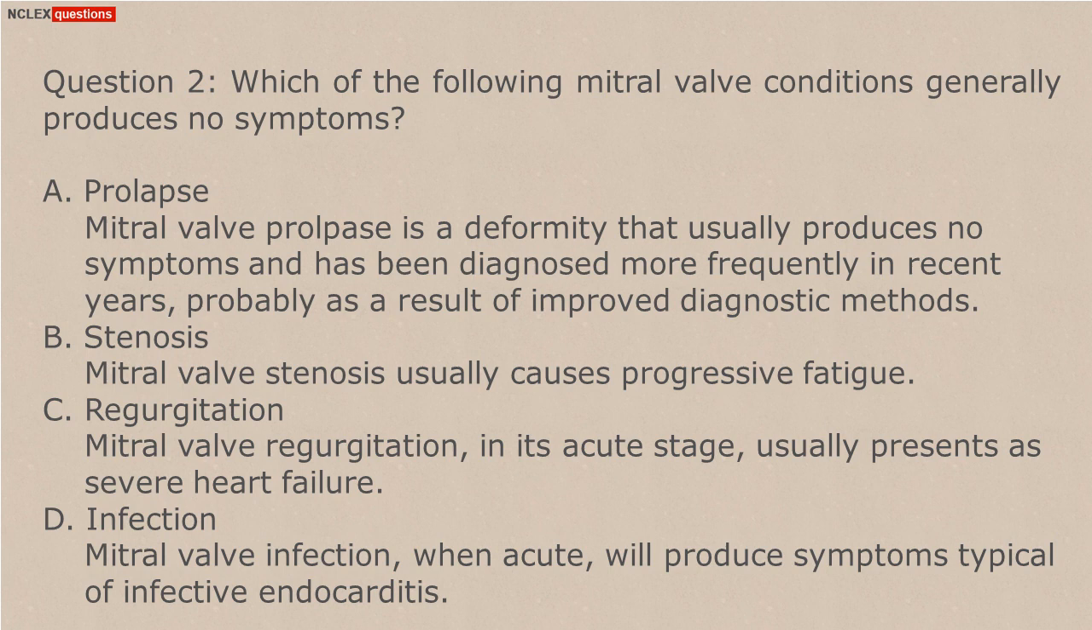A. Prolapse. Mitral valve prolapse is a deformity that usually produces no symptoms and has been diagnosed more frequently in recent years, probably as a result of improved diagnostic methods. B. Stenosis. Mitral valve stenosis usually causes progressive fatigue. C. Regurgitation. Mitral valve regurgitation, in its acute stage, usually presents as severe heart failure. D. Infection. Mitral valve infection, when acute, will produce symptoms typical of infective endocarditis.